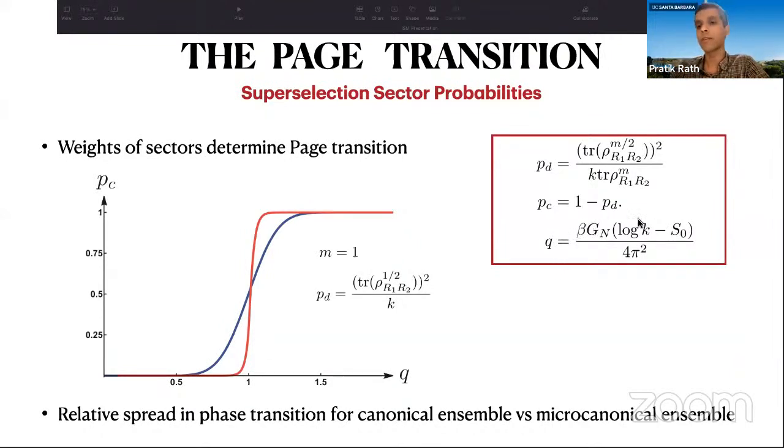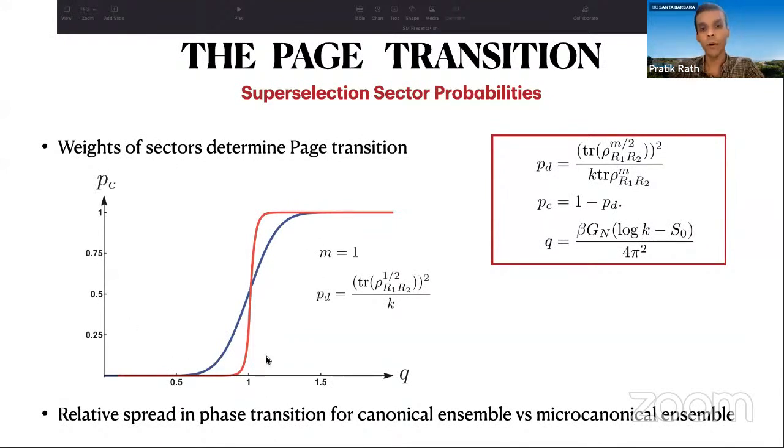Q here denotes some parameter, which essentially tells you on which side of the phase transition you are. So as you increase k, q increases, and you're far on the connected side of the phase transition, whereas for small q, you're on the disconnected part of the phase transition. The transition happens exactly at q equals 1.